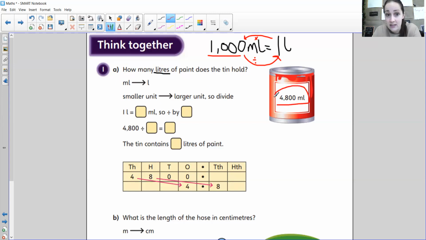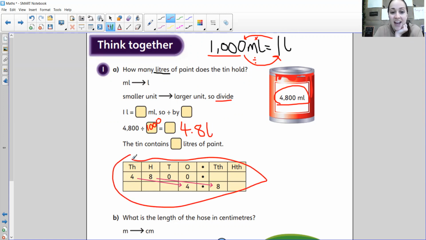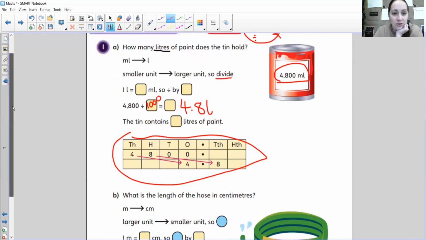Now a look at this, and I can see I've got 4,800 millilitres. So I'm starting with millilitres and going to litres. I'm going from the smaller unit to the bigger unit. So I need to divide 4,800 by 1,000. What's 4,000 divided by 1,000? Well, it would be, of course, 4. Then the 800 is going to be part of a litre, so it's going to be shown as a decimal. So it'd be 4.8 litres. And here it is on the place value scale as well. Well done if you got that one right.